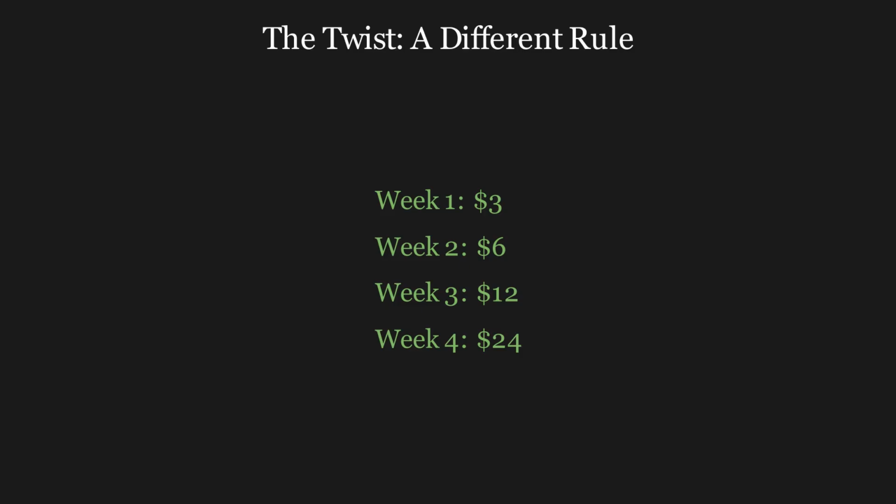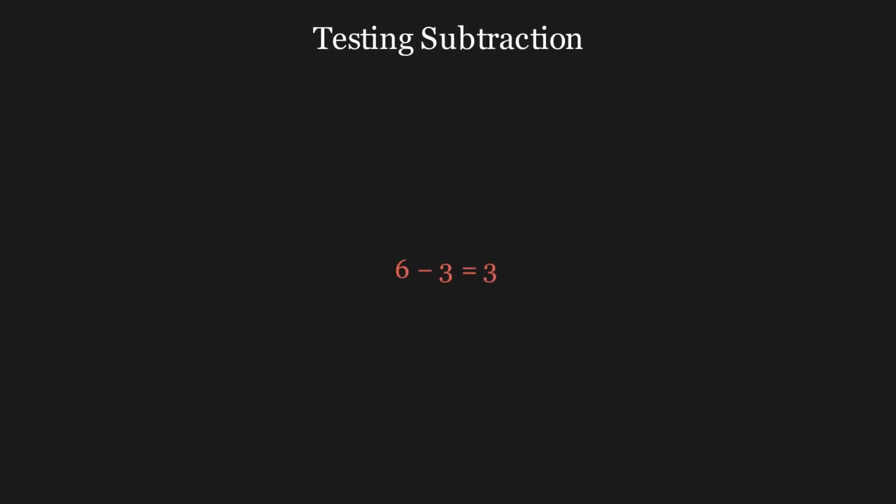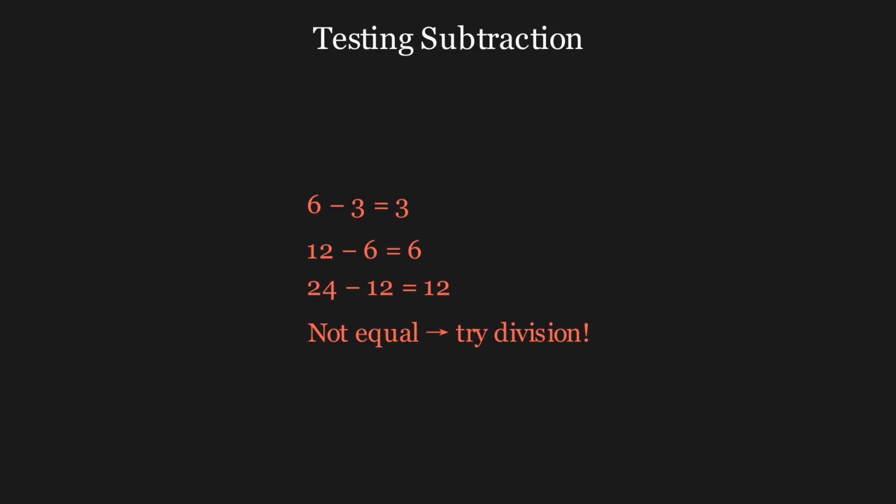Watch what happens if you try the same addition trick. 6 minus 3 is 3. 12 minus 6 is 6. 24 minus 12 is 12. Those jumps are not the same size, so addition is not the rule here. That's the tell. So instead of subtracting, we divide each term by the one before it.